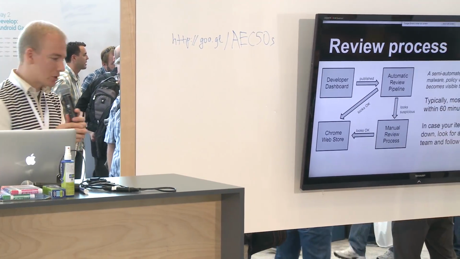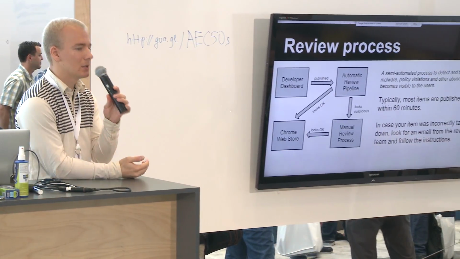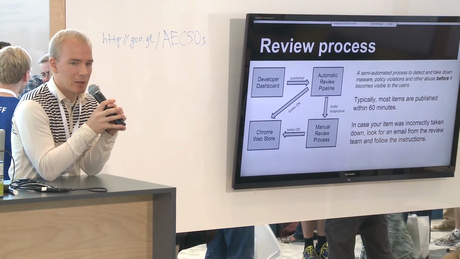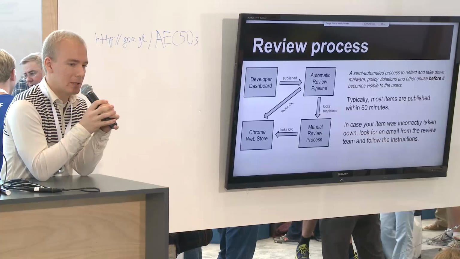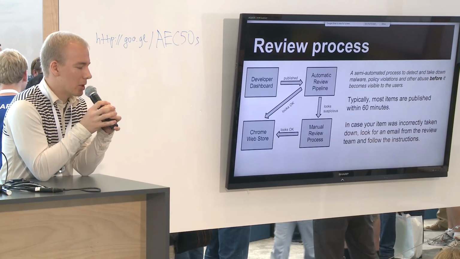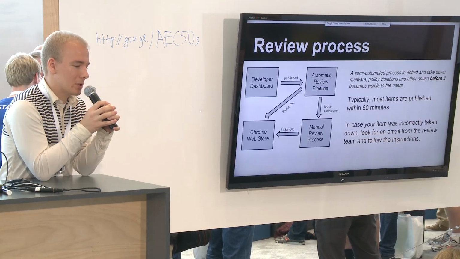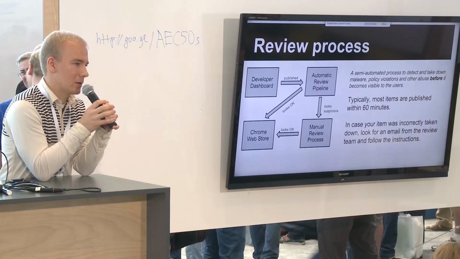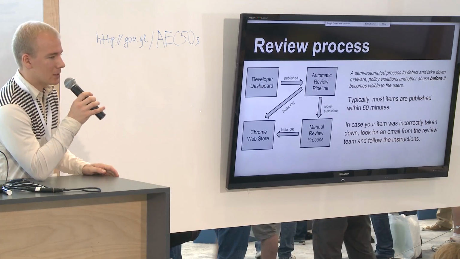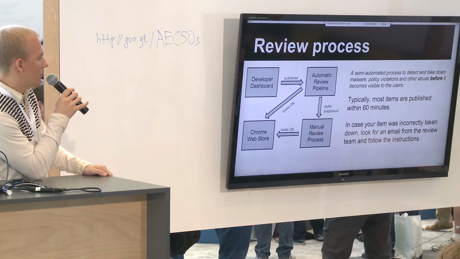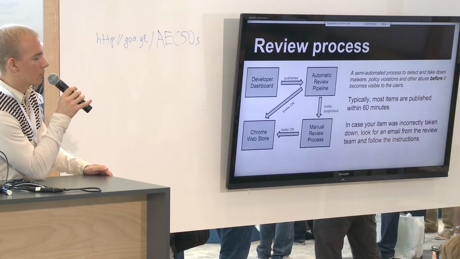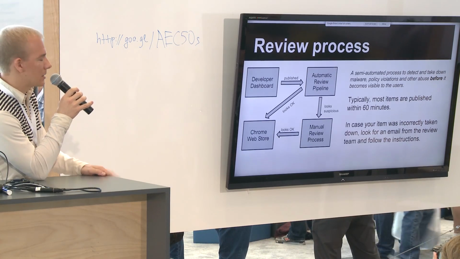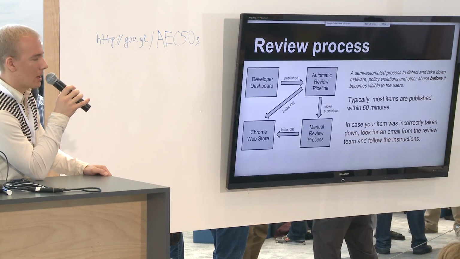Another thing which developers often ask us about is why publishing an app takes so much time, why it takes so long. And that's because we have a review process to fight malware, abuse, and other bad things. Extensions, for example, are very powerful, and they can do very bad things to the user's browser. They can steal all the data potentially, and we definitely don't want this to happen.